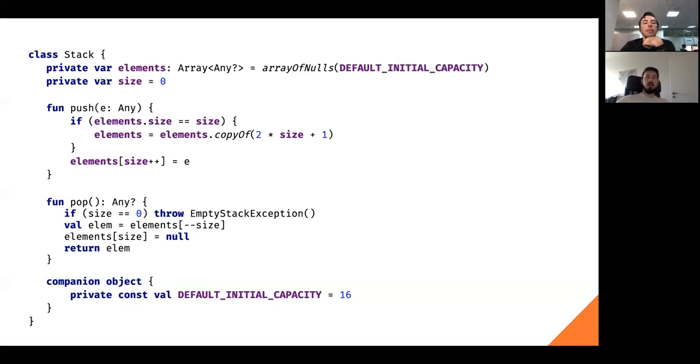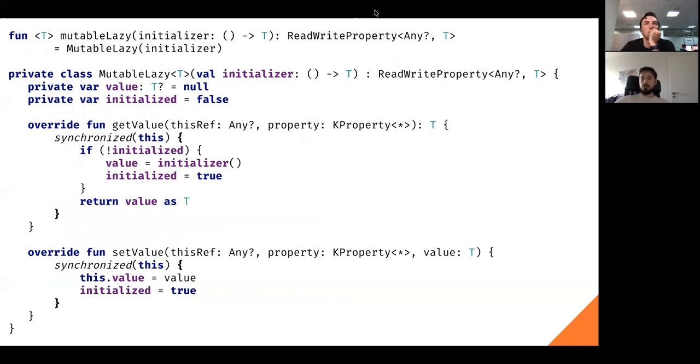The same rule applies much further. Imagine that you implement a mutable lazy function. Mutable lazy has some initializer, and when you get value, if it is not initialized, you use the initializer to initialize it, you set initialized to true, and you return value. In set value, you are just setting value and then setting initialized to true. So this is quite an okay implementation, but it has one data leak.